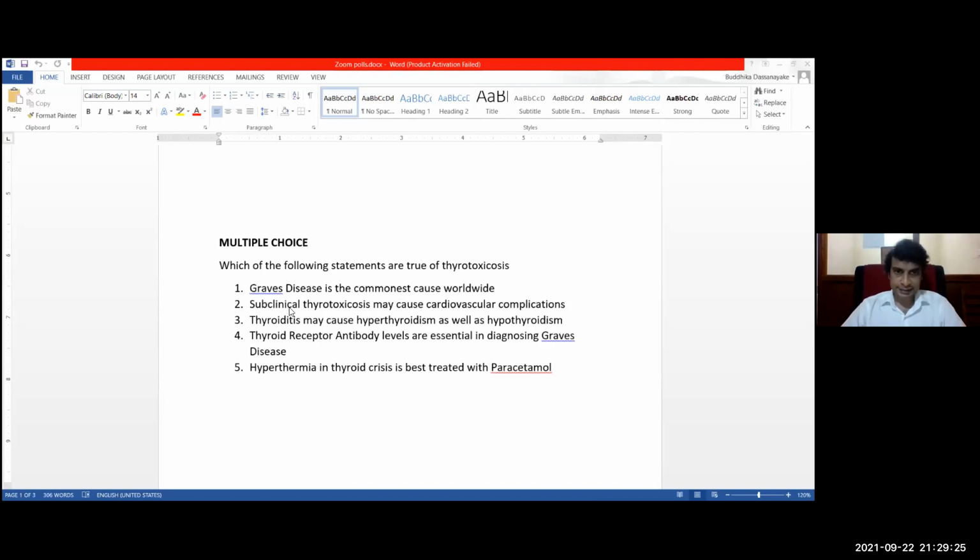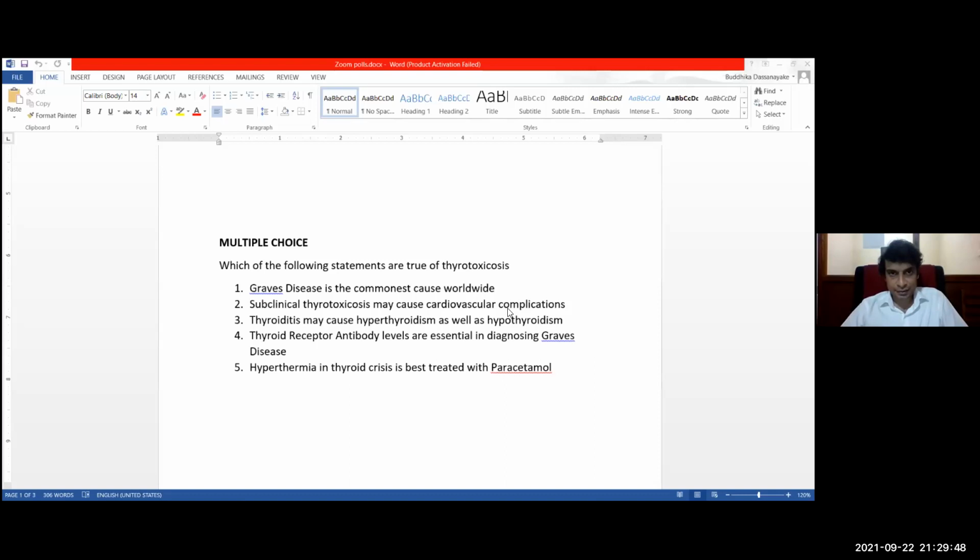Second question. Subclinical thyrotoxicosis may cause cardiovascular complications. Yes, it does. Subclinical thyrotoxicosis is defined as thyrotoxicosis where the TSH level is low, but the T3 and T4 levels are normal.